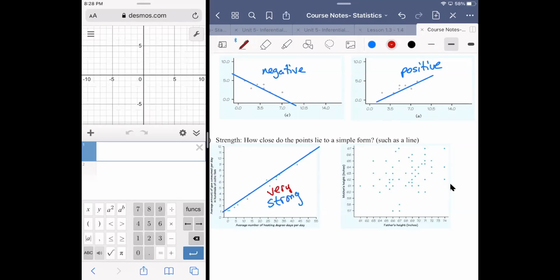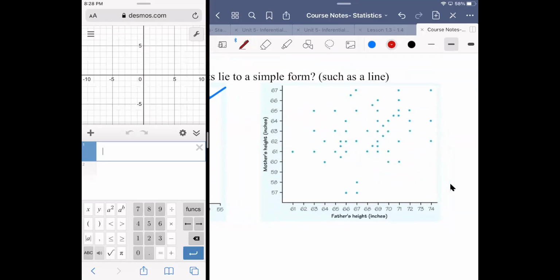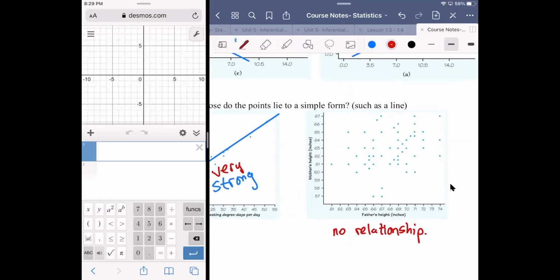All right. Now, something else in the next one, father's height in inches versus mother's height in inches. All right. So here I'm going to say no relationship. And honestly, I mean that on so many different levels, because we tend to think in math class that the word that's used in math is not the same as the word that's used in real life, right?